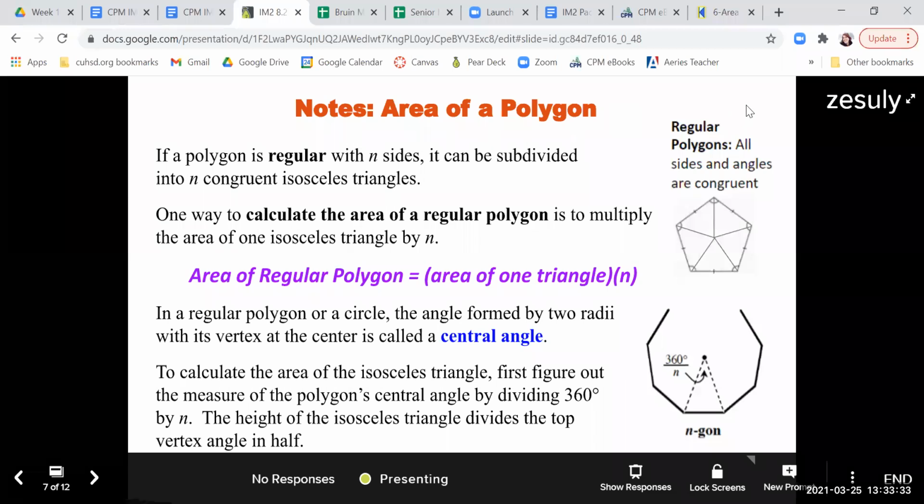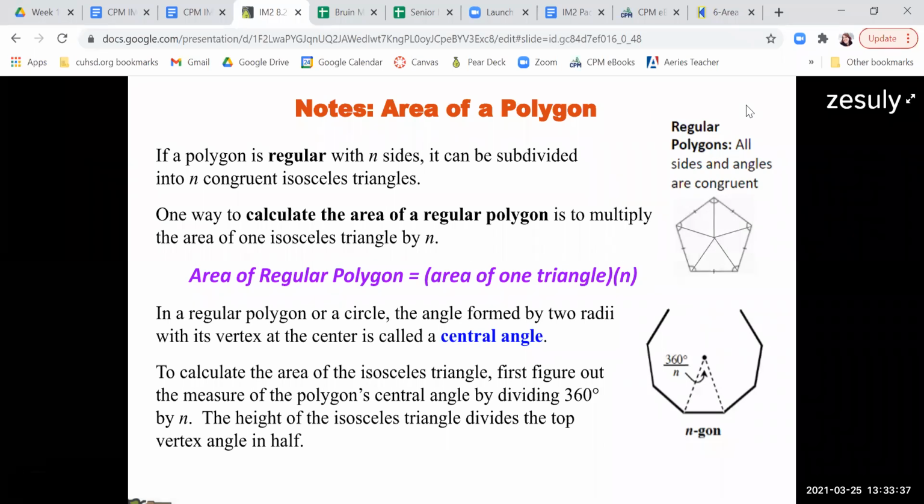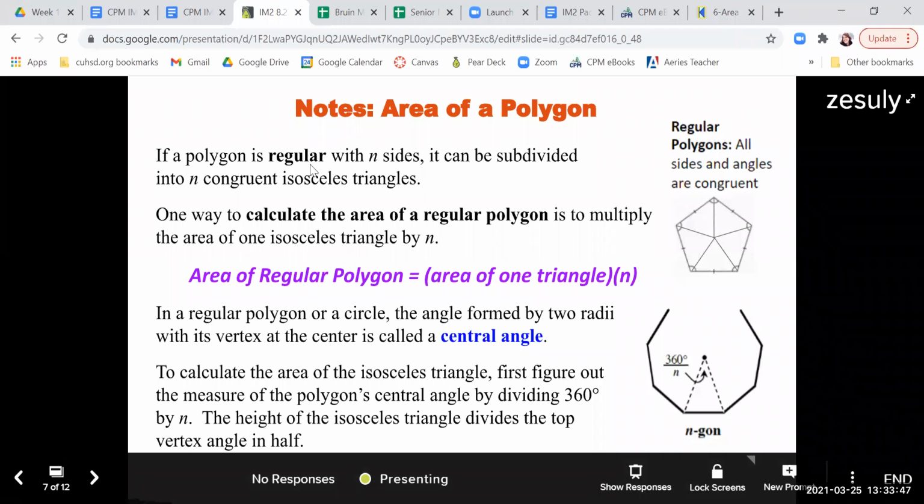All right, so this slide is all about the key parts of regular polygons and how to find their area. In the first sentence, it says, if a polygon is regular, that means all sides and angles are congruent. With n sides, like an n-gon, the number of sides is n. It can be subdivided into n congruent isosceles triangles. So it can be broken down into these identical triangles.